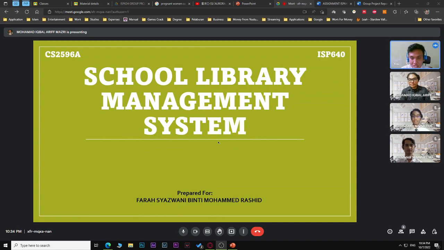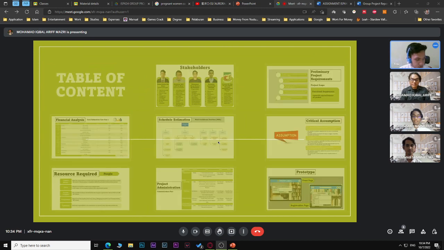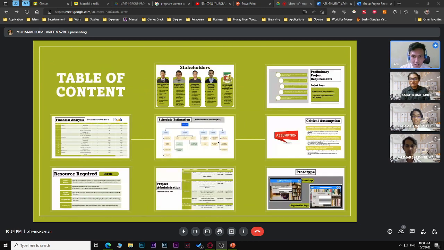Today our group will present about school library management system. This is the table of content of our presentation.